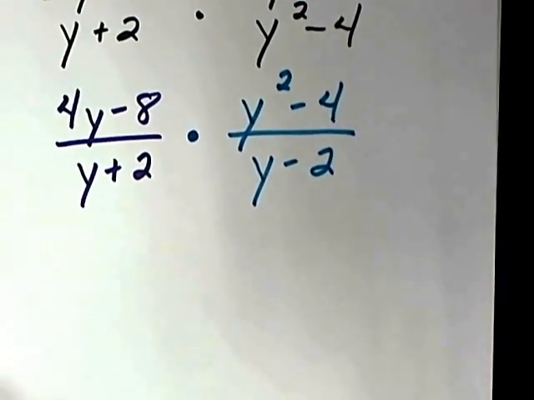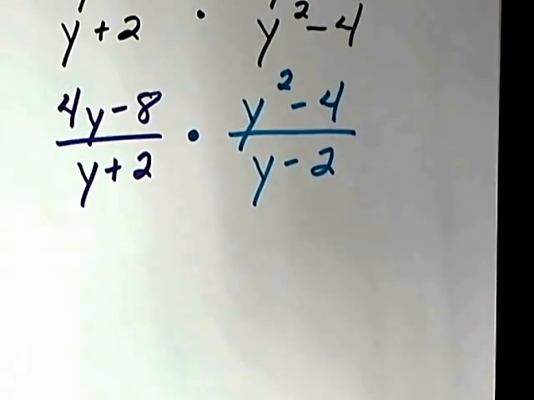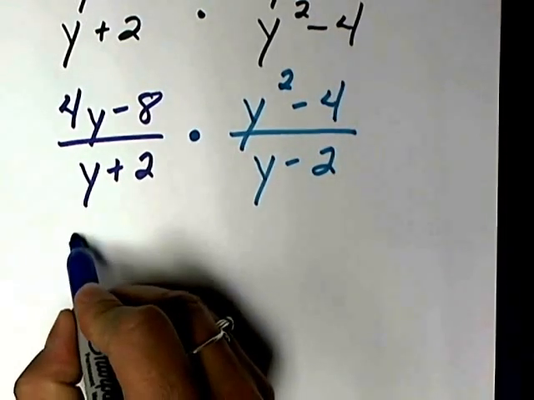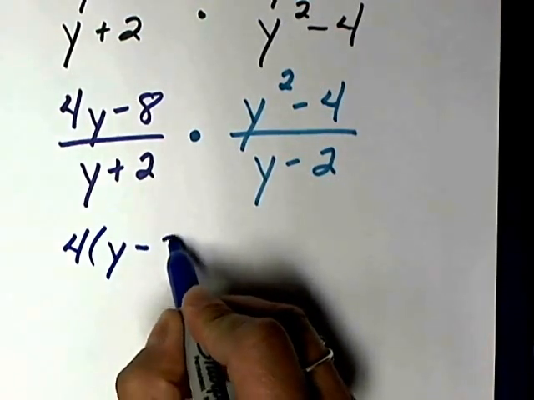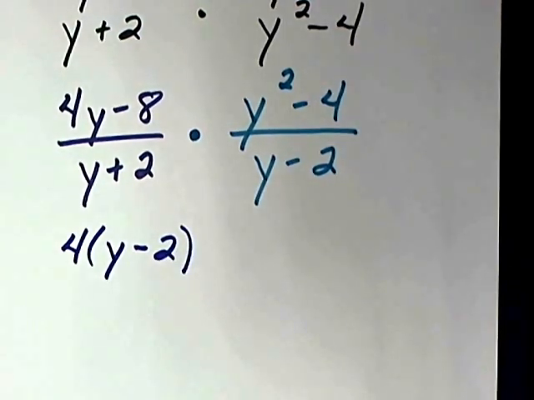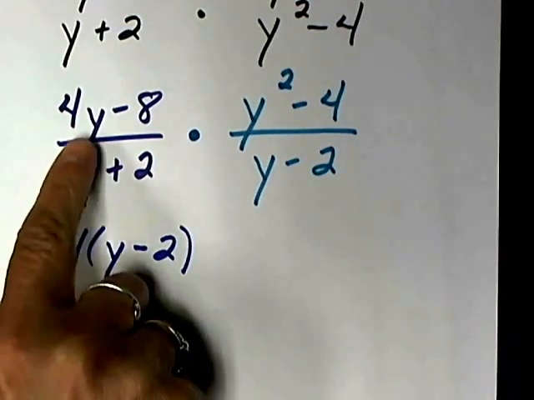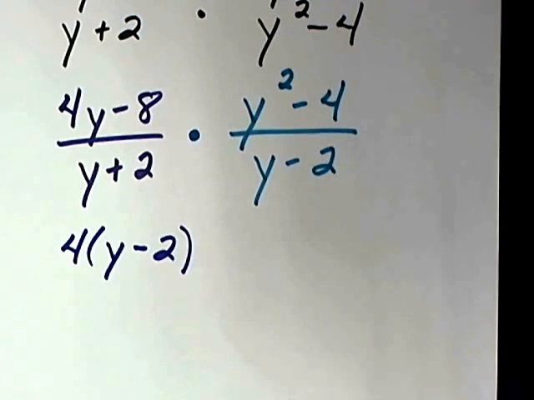So in my 4y minus 8, I notice that there's a greatest common factor. 4 goes into both of those terms. So I'm going to pull out the 4, which would leave me with a y minus 2. Make sure you divide and not subtract. Remember, you can always check by distributing back in. 4 times y is 4y. 4 times 2 is your 8.